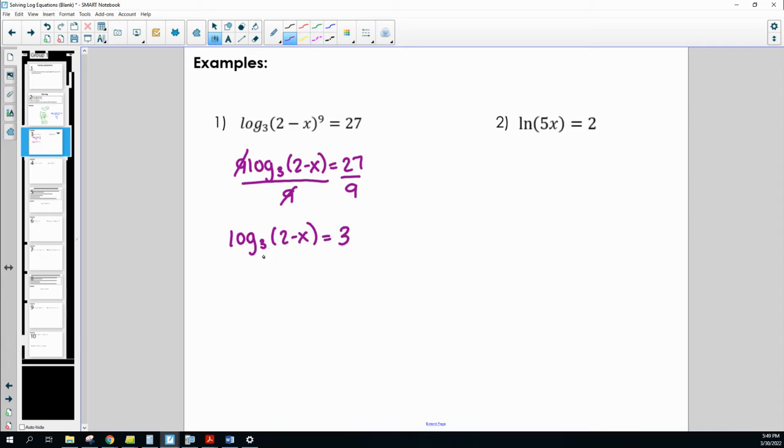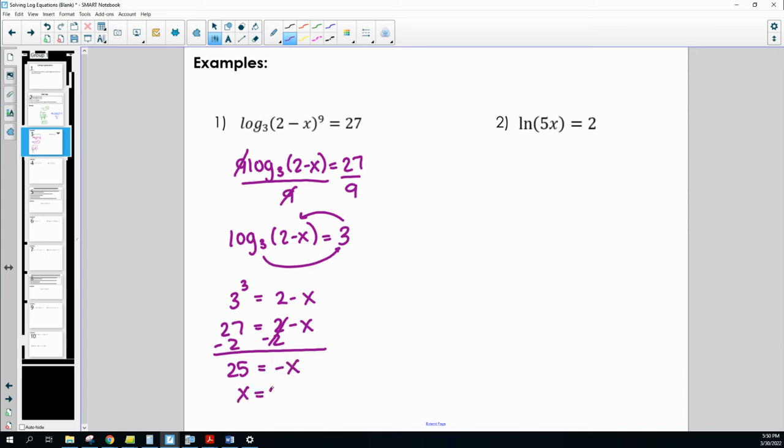Now I'm going to change forms and make this into an exponential. So 3 to the third is equal to 2 minus x. 3 to the third is 27, so 27 equals 2 minus x. If I subtract 2 from both sides, I get that 25 is equal to negative x. So x is equal to negative 25.